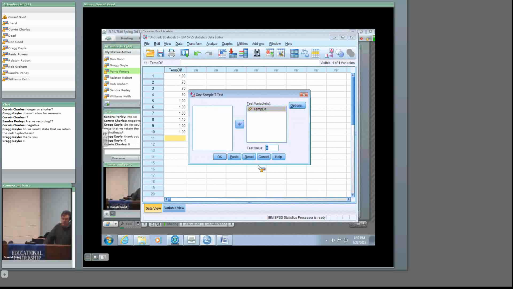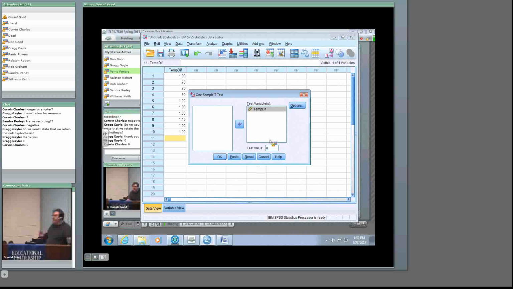Hey, that was put pretty brilliantly. 0. 0 means no change. So our test value is 0. Now, is this a one-tail test or a two-tail test? It's one, because the question is: is it getting warmer?